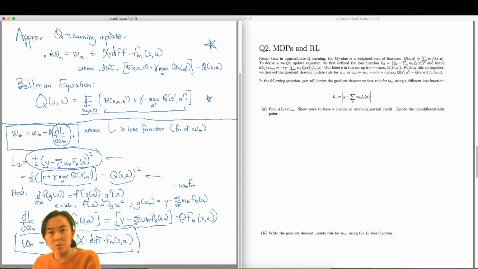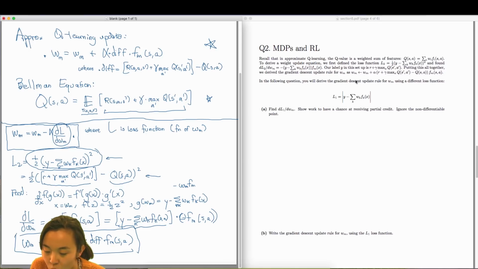Okay, so the premise of the problem now is essentially that they've defined another alternative loss function. This is the L1 loss, which is very similar, except it doesn't have the 1/2 term, and instead of using the square, it's using an absolute value, which has a similar effect. So now, using this loss function, they want us to redo all of these steps that we've just done here, and then compute the update rule for Wm. So the first part of this is finding the gradient of the L1 loss with respect to Wm.